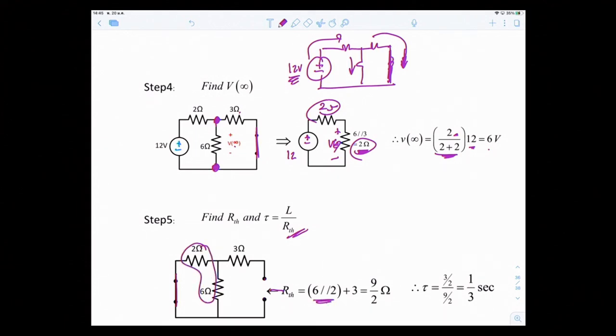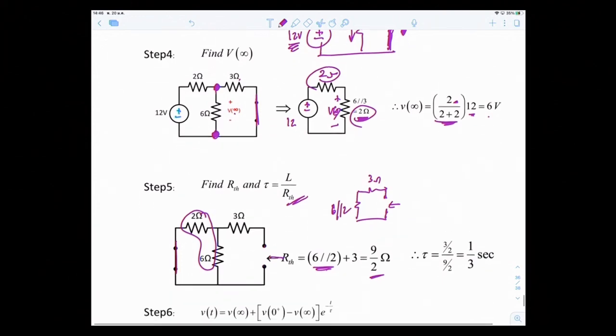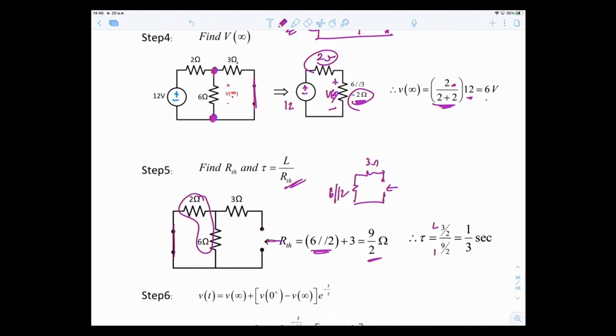So 6 parallel 2, and then in series with 3 ohms. Looking through there, 3 in series with 6 parallel 2, so 4.5. And so therefore tau becomes 1/3 second, L over R. Okay, so that's it. So you can write down your final answer, the final solution.